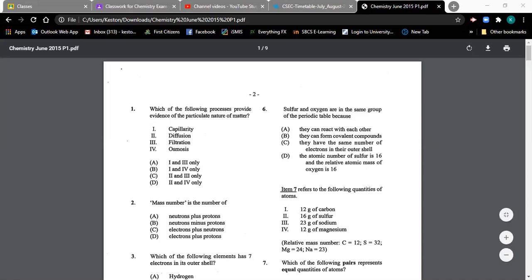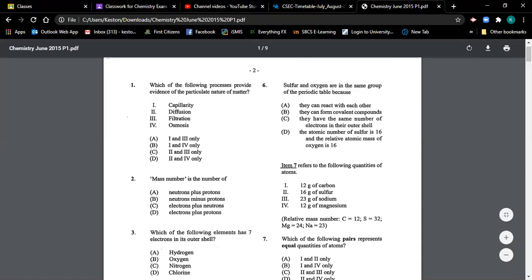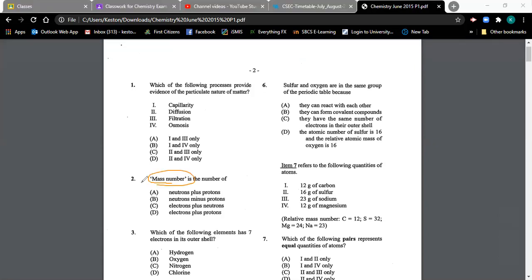All right, number 2, mass number is the number of... mass number. What's inside of that nucleus? Neutrons and protons. That's what we have. Mass number is also called a nucleon number. You're talking about what's in the nucleus, and in the nucleus are protons and neutrons. That's inside the nucleus. So A is the correct answer for that.